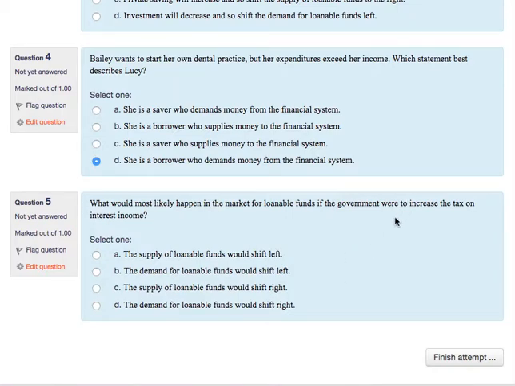So the supply of loanable funds would shift left. We're not looking at the demand side. We're not talking about credits on investment or anything else. We're looking at it from the side of the person that's saving money. And the supply of loanable funds shifting right would mean that there's more loanable funds, more people willing to supply loanable funds at the current interest rates, which is false because of this increase in tax on interest income.